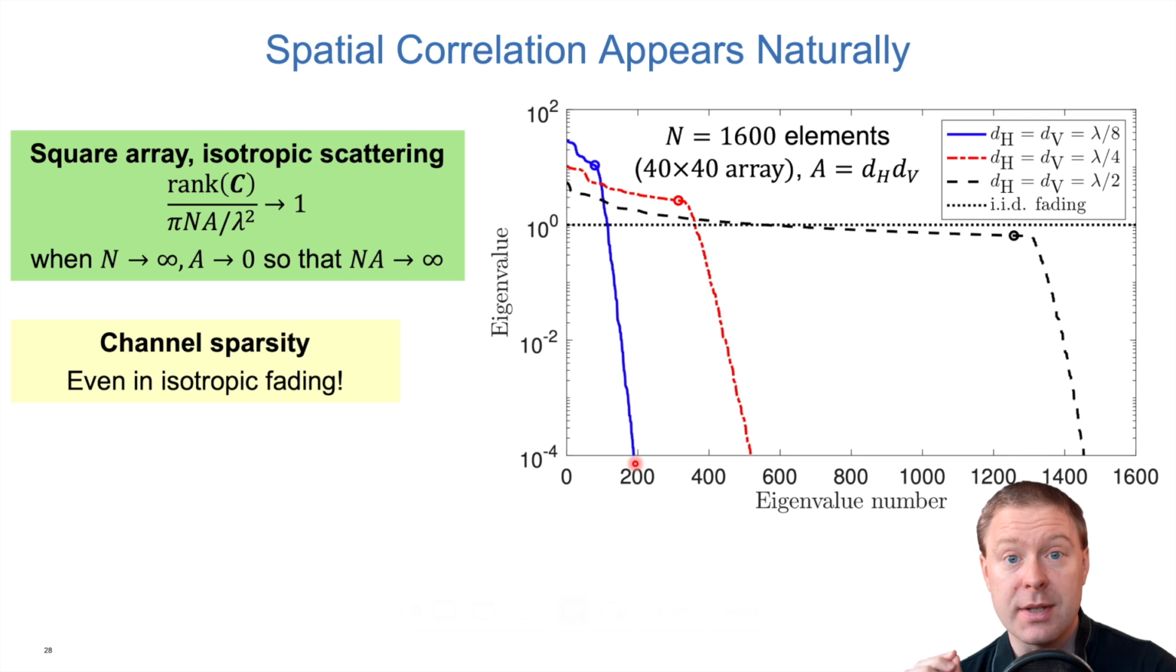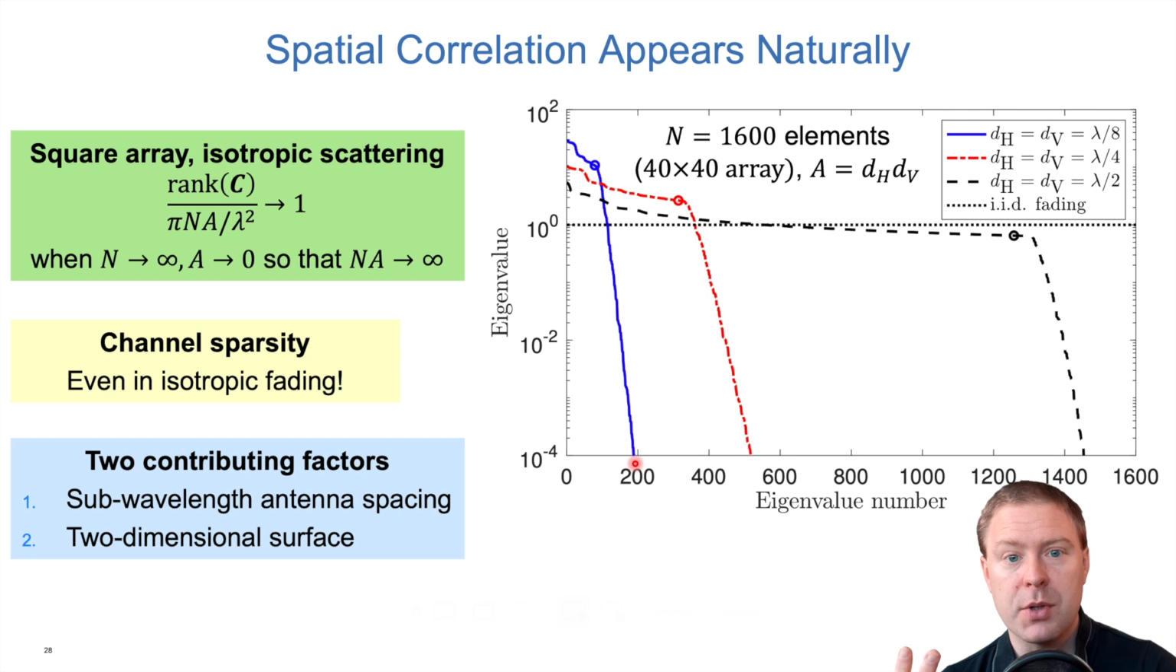And that is something that we should definitely utilize when we are designing future systems and try to learn the channels. There are two contributing factors: sub-wavelength sized antennas and a two-dimensional surface. And when we on top of this are adding spatial correlation or a distribution of multipaths that are non-isotropic, we will have even more sparsity.